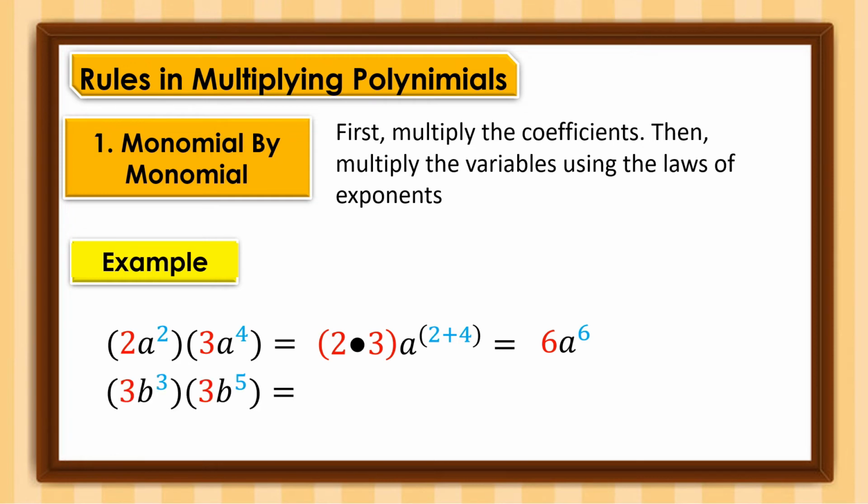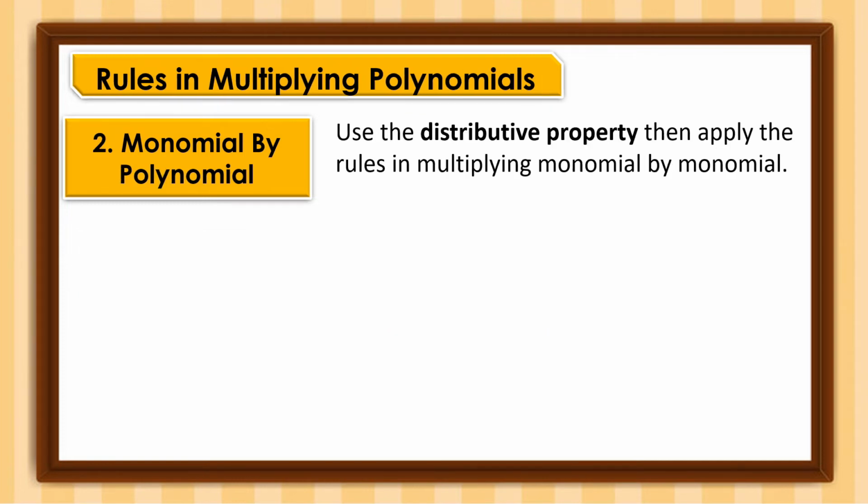Another one, 3b cubed multiplied by 3b raised to the 5th power. Multiply the coefficients, which is 3 times 3, and then b, and then add the exponents. 3 plus 5 is equal to 8. Therefore, our final answer is 9b raised to 8. The second rule is monomial by polynomial. We will just use the distributive property and then apply the rules in multiplying monomial by monomial.